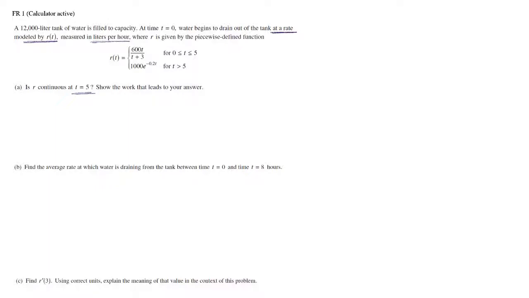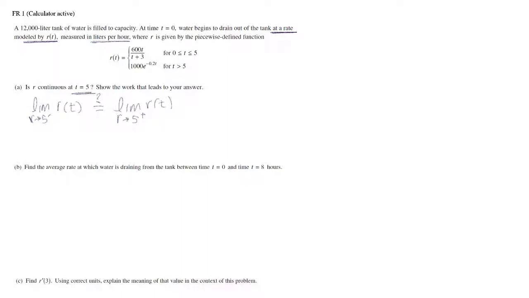So I would compare from the left and from the right. So let's see, what would be the limit as t, I almost wrote x, approaches 5 from the left of R of t, and then we've got to compare that to the limit, and that's the question, the limit as t approaches 5 from the right of R of t.